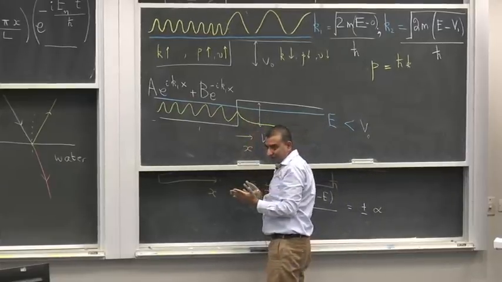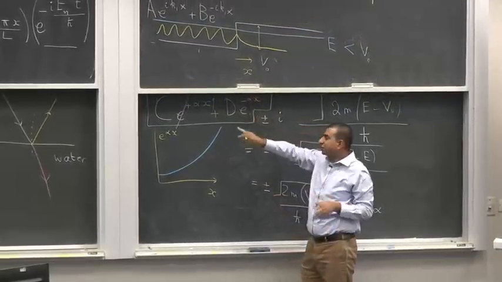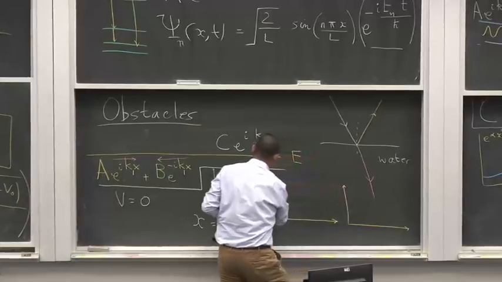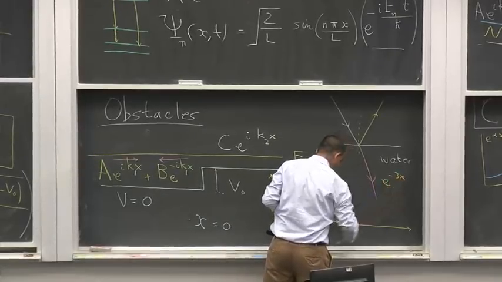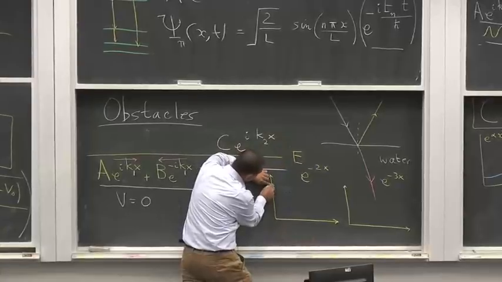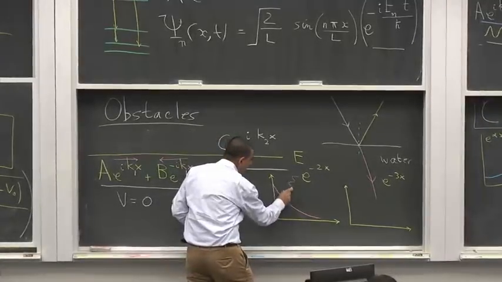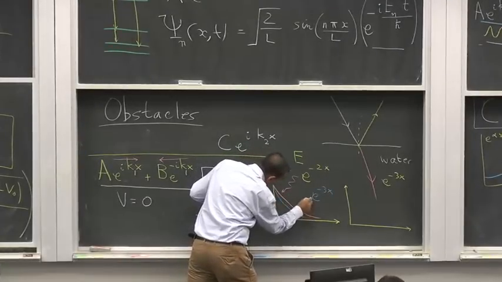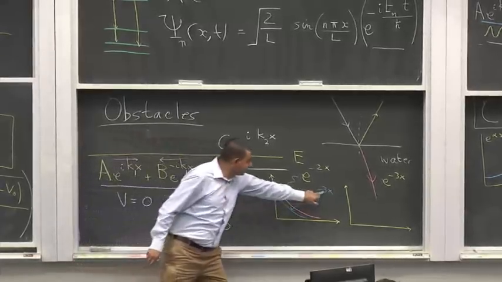And how much has it penetrated? It has penetrated by 1 over alpha. The penetration length is 1 over alpha. This alpha tells you the strength of penetration. So, if I would like to plot e raised to minus 2x versus e raised to minus 3x, so e raised to minus 2x goes down like this. And e to the minus 3x will actually go down in a steeper fashion. It will decay rapidly because this 3 is larger.